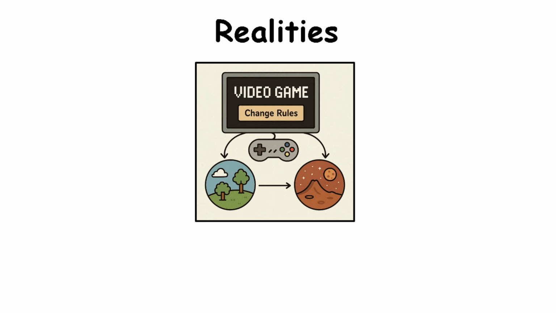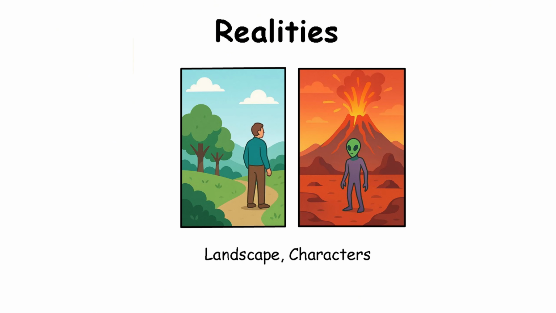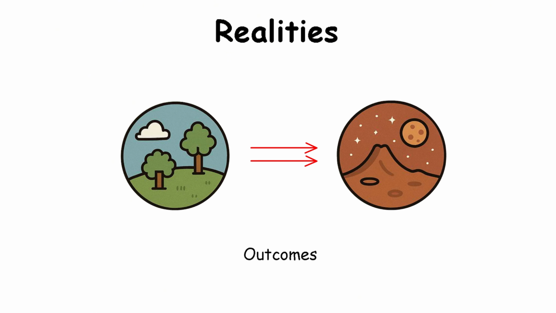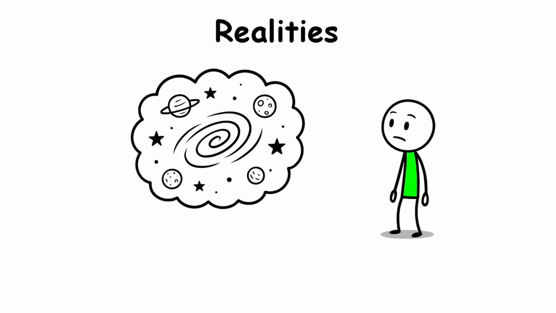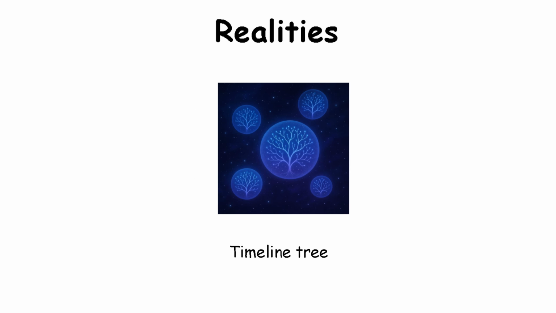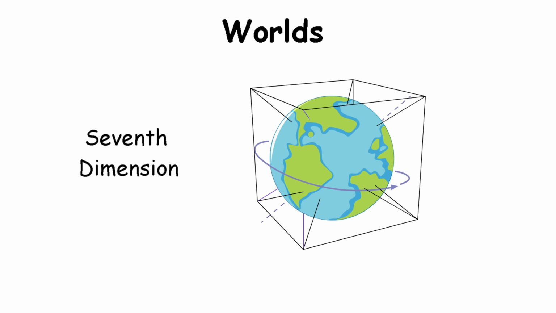For analogy, think of a video game where you can change the rules at the very beginning. The landscape, characters, and outcomes would all change based on those new starting conditions. The 6th dimension is the complete set of all those universes with different initial setups, each with its own timeline tree.